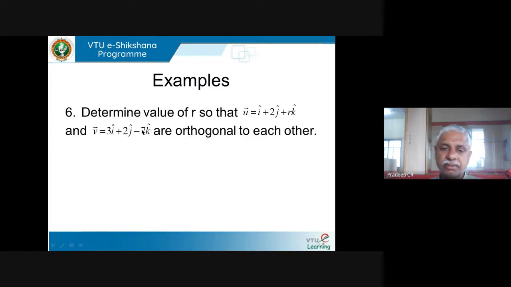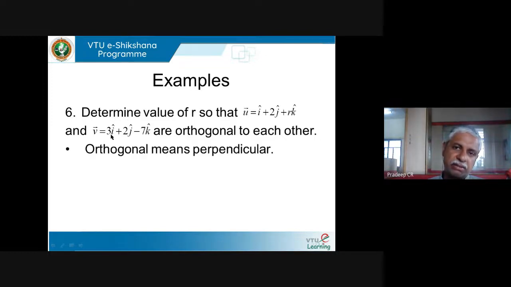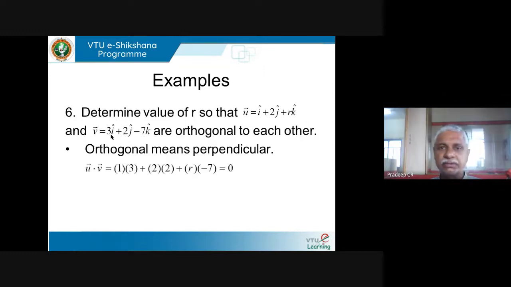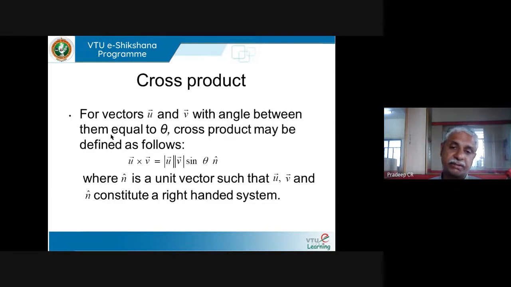Orthogonal to each other means there's only one equation, u dot v is 0. Orthogonal means, as I told, it's perpendicular. So perpendicular means you have to multiply i components' coefficients, j components' coefficients, k components' coefficients, and add them. That must be equal to 0. So here it is 1 into 3 plus 2 into 2 plus r into minus 7 is 0. So I'll get a simple equation in r, solve for it, and I hope I have done it correctly. If not, please check yourself once, and r equal to 1 in this. So if you put r equal to 1, that means i plus 2j plus k is perpendicular to 3i plus 2j minus 7k. That you should check.